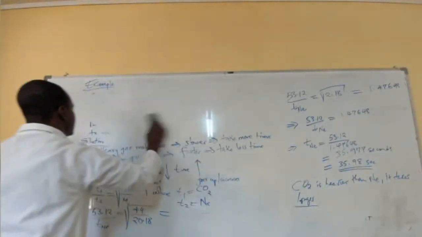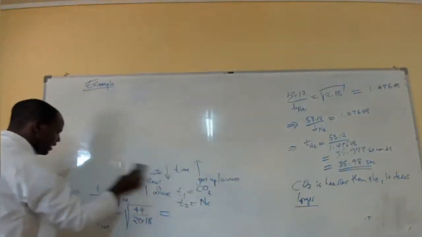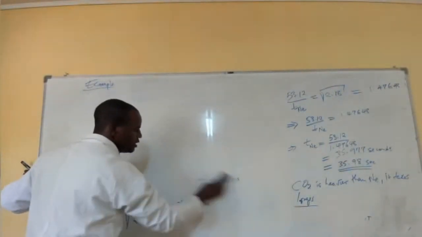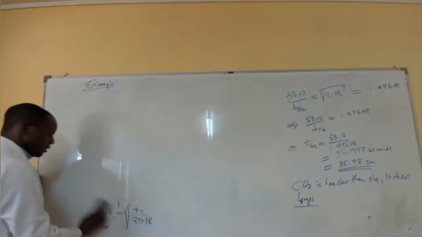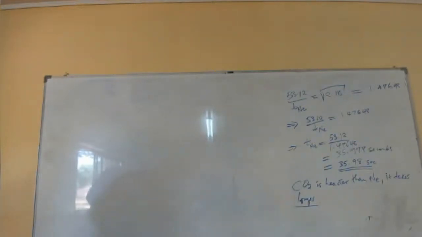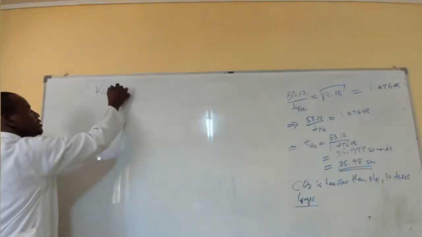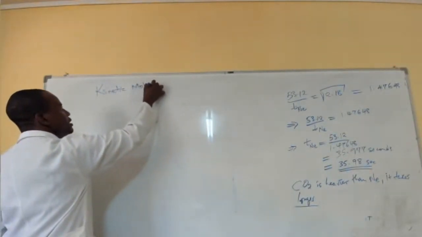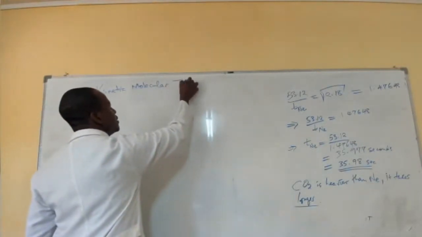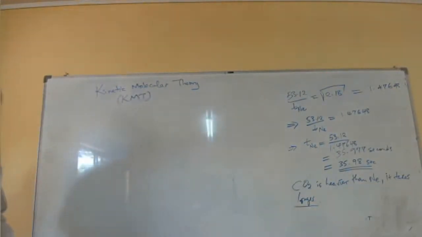Let's look at the kinetic molecular theory. Now, I'll not spend too much time on the kinetic molecular theory, because you can read it in the notes. It's a little bit straightforward. The notes are there on Moodle, so you can just revise that and fine tune. That is the kinetic molecular theory, which is abbreviated as KMT. This is given in the notes, straightforward.